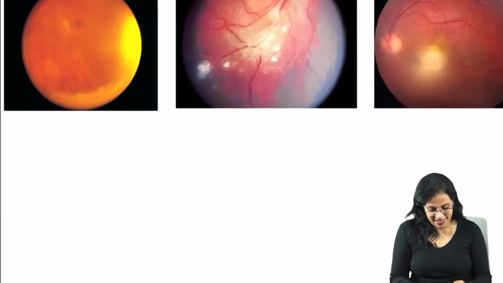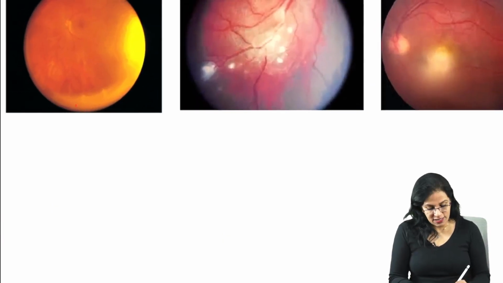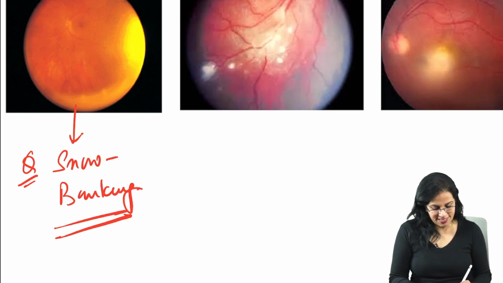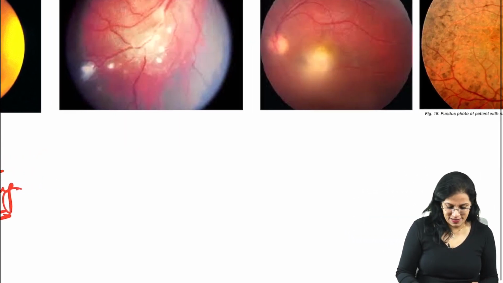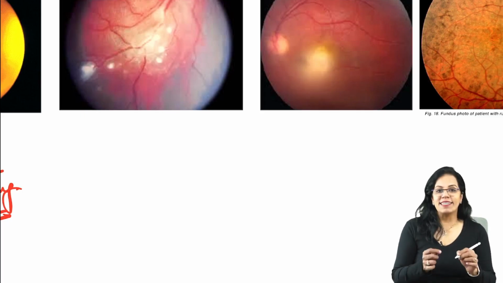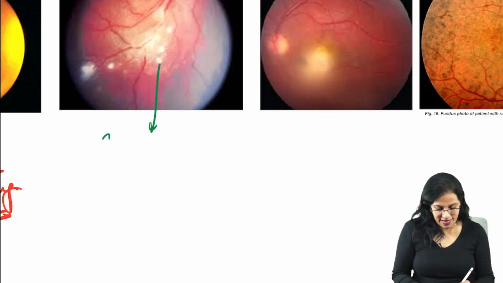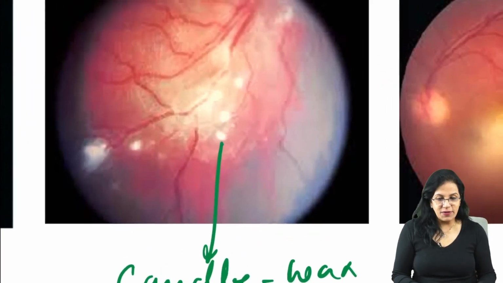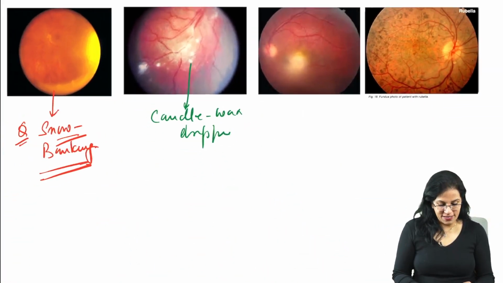What do you see here? If you look here, what we see is snow banking, and we will learn this, that snow banking is a pathognomonic feature of intermediate uveitis or pars planitis. Okay? And the next point here is this segmental sheathing which looks like candle wax drippings. If they ask you, candle wax drippings are a feature of, we all know, sarcoidosis. So here we will talk about sarcoidosis.